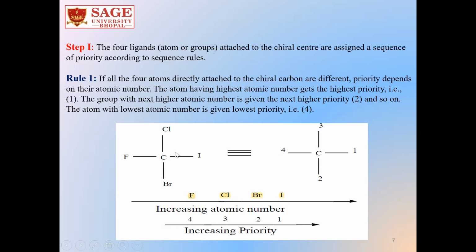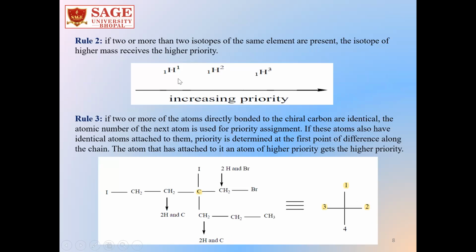So here we can see the 4 different groups, fluorine, chlorine, bromine and iodine, are attached to the chiral carbon. So how to give their priority? We know the atomic number order is iodine greater than bromine greater than chlorine greater than fluorine. So the priority order will be 1, 2, 3, 4. So we will name iodine as 1, bromine as 2, chlorine as 3 and fluorine as 4. So this will be the numbering system according to their priority. Rule number 2: if there are isotopes, the isotope with higher mass receives the higher priority, as shown here.